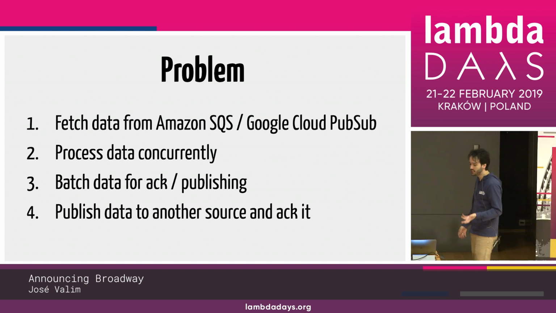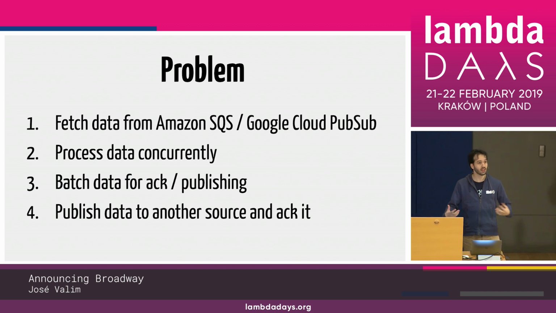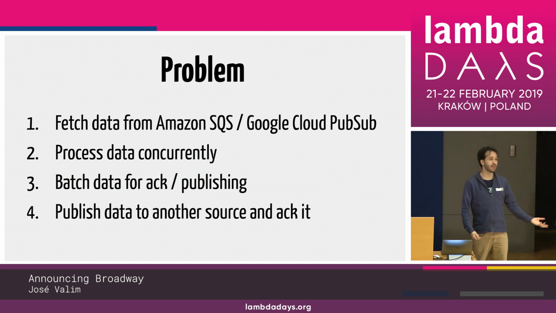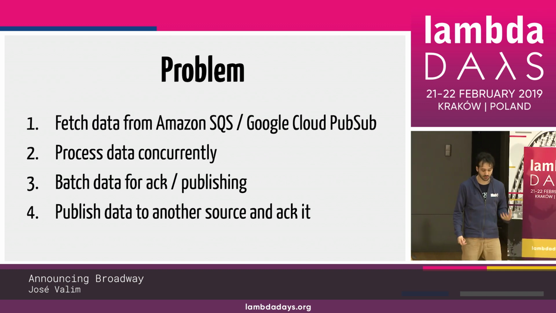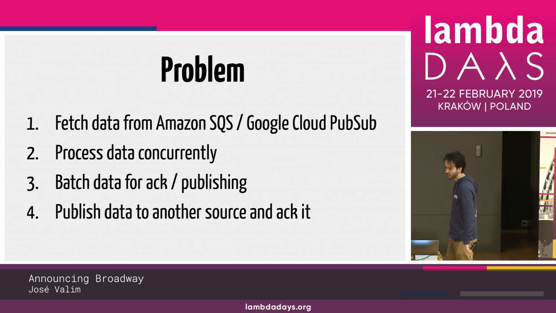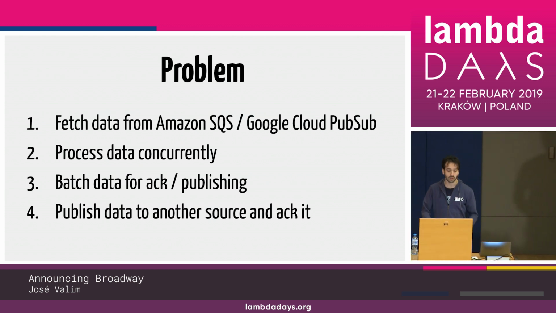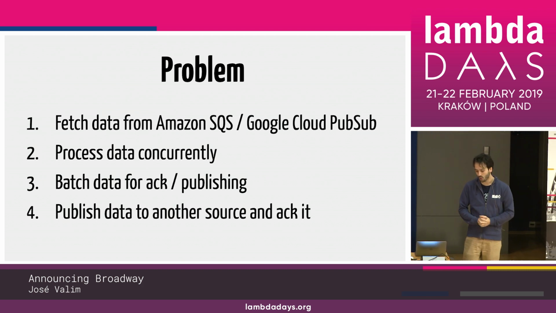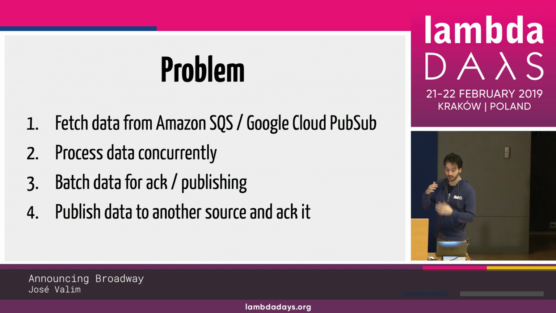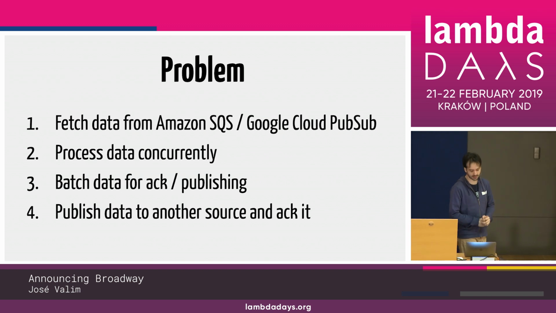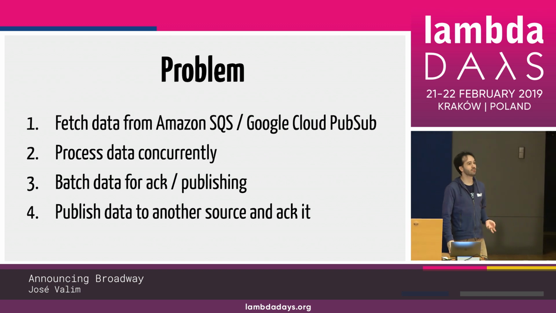So for example, if you're using SQS, one of the things that you have to do is tell SQS that the data was processed. And the cheapest way of doing that, and the most efficient way in terms of time as well, is to create a batch and acknowledge the whole batch to SQS. So you want to batch the data from time to time so you can publish it, write it elsewhere, or acknowledge it. And with Broadway, you can do all of this in like 20 lines of code, okay?